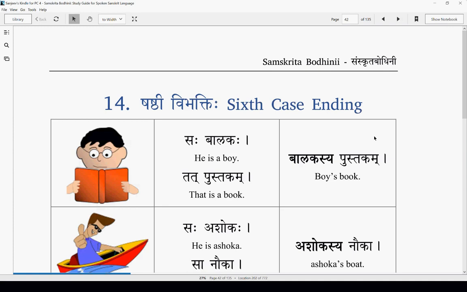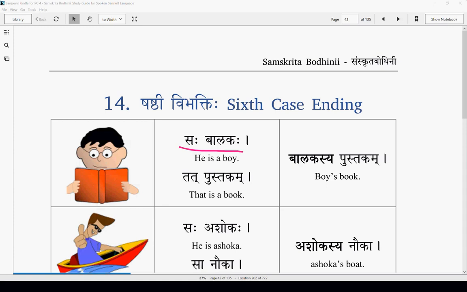Saha balakah. So this is the sentence here. Saha balakah, tat pustakam. We are looking at the picture here. Saha balakah means he is a boy.